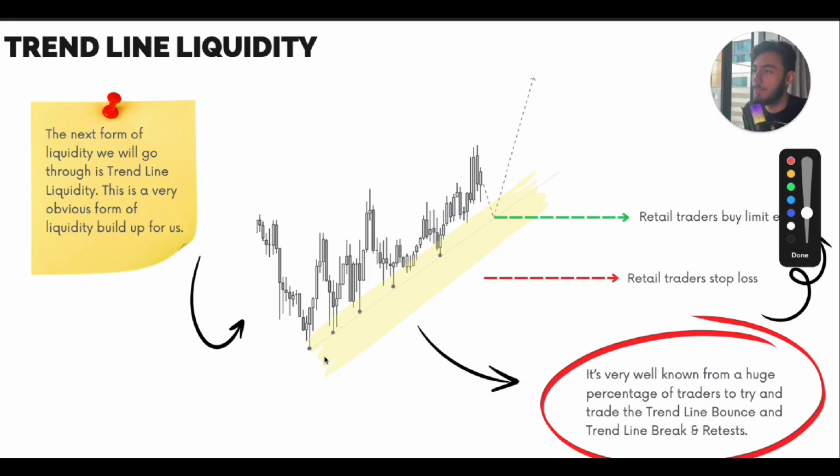What they're going to do is create multiple reactions on these trend lines to make retail traders believe this is the only and the best resistance that they can have. So they're going to convince them to buy. Okay, so what's going to be booked?